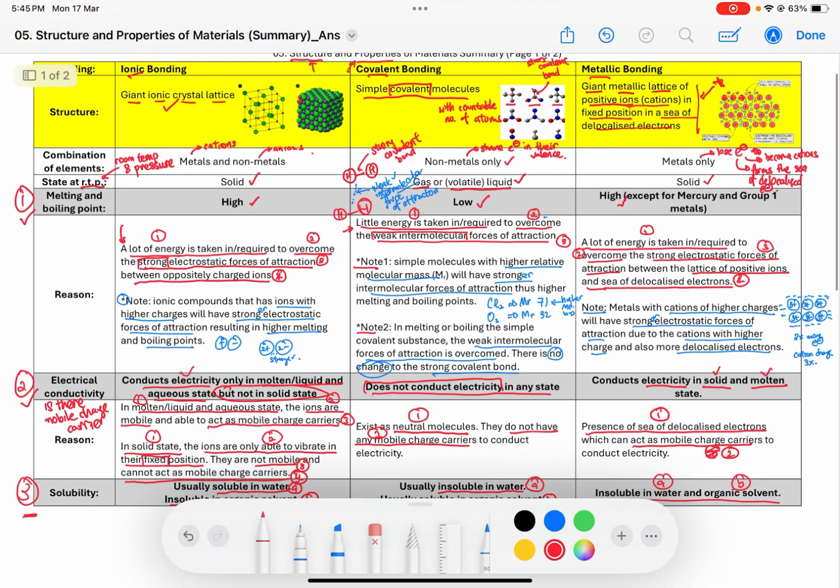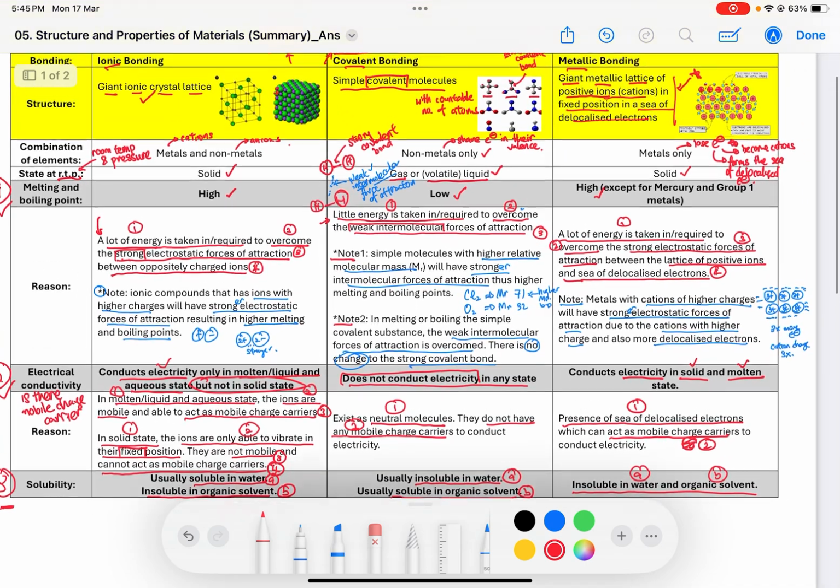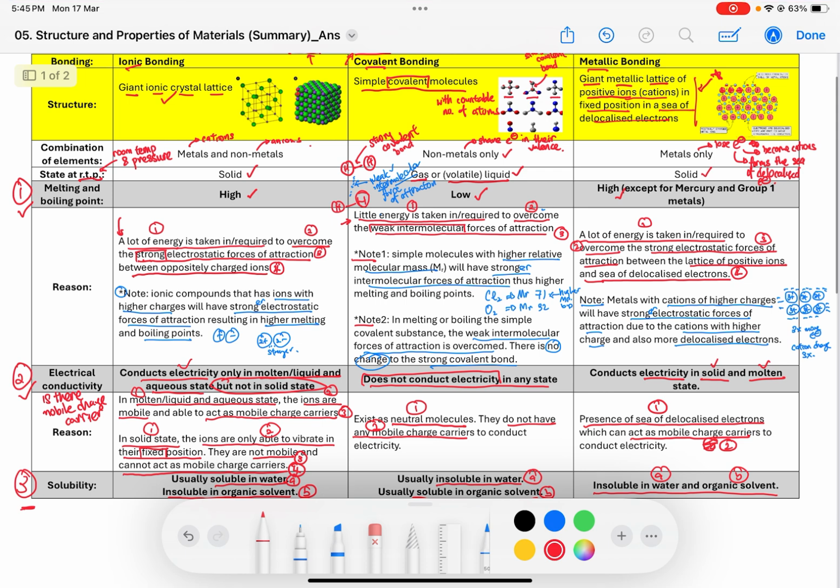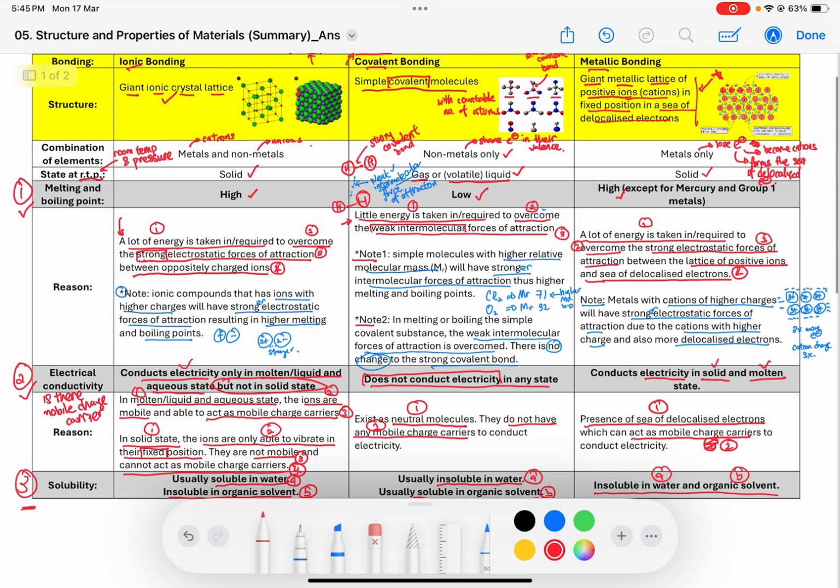This applies generally to most of the ionic, covalent, and metallic bonded substances. So this is the first part here.